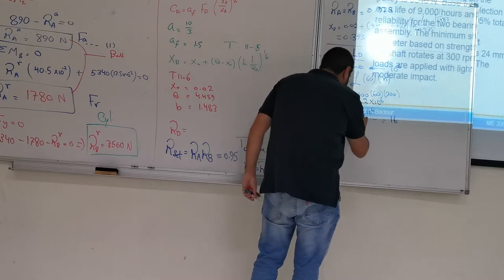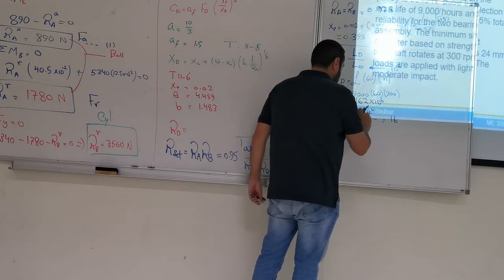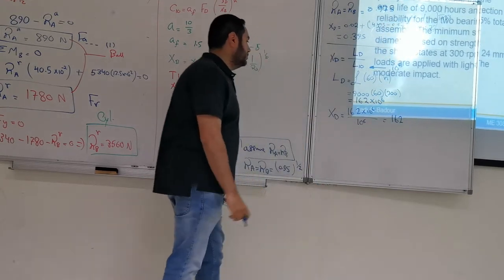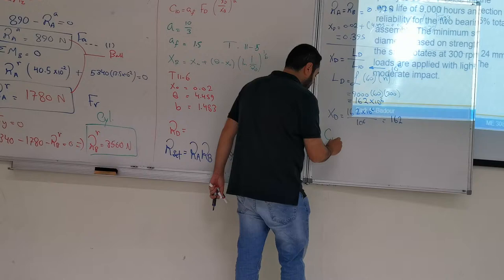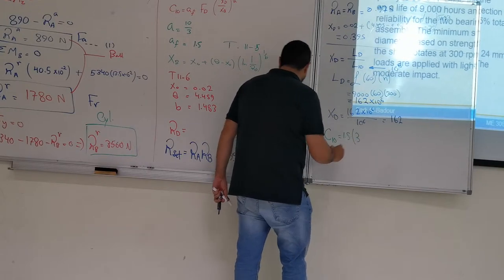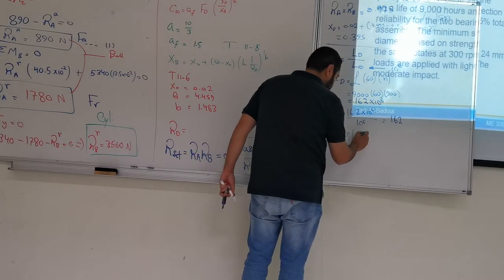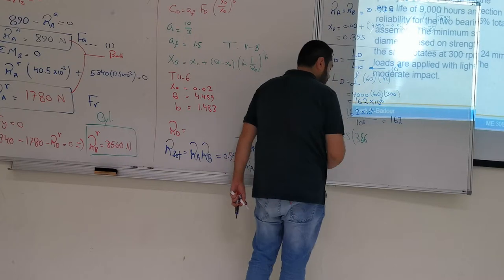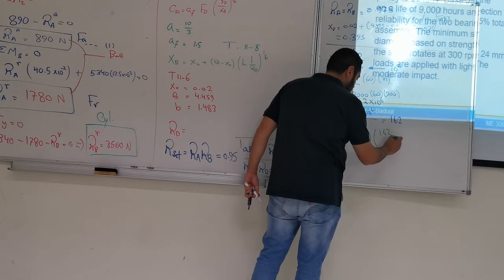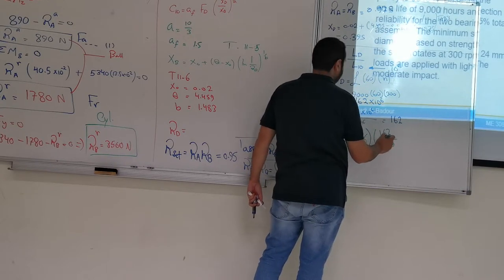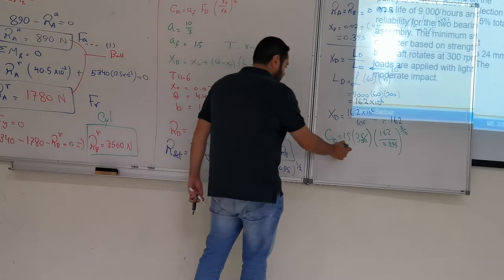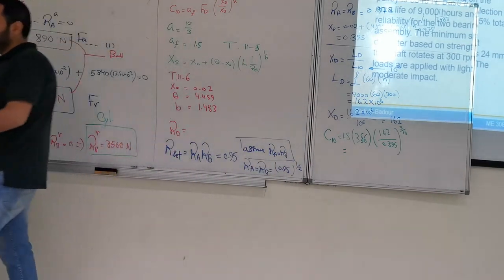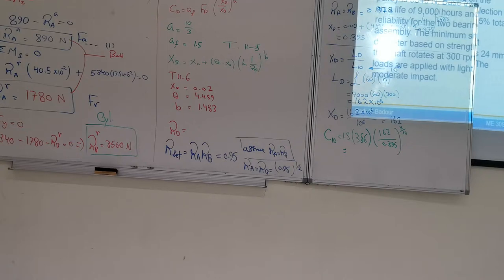Okay, so I take the column from here. This one. So this would be 16.2. Fine. So we have everything to calculate C10. C10 equals 1.5 times 3.56, I'm converting it to kilonewton, times 16.2 divided by 0.395 to the power 3 over 10. Yalla, shabab. Which one? 1.5 is the application factor.